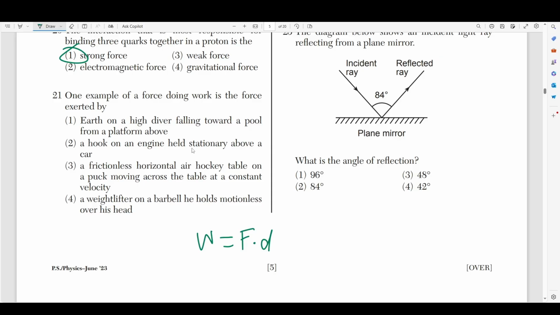Let's think about that. In this situation, it is, right? Because think about it. Earth is exerting what force? It's exerting gravity, right? So this diver guy goes up, he climbs up to his diving platform. He's on here, and all of a sudden, he jumps off the diving platform.